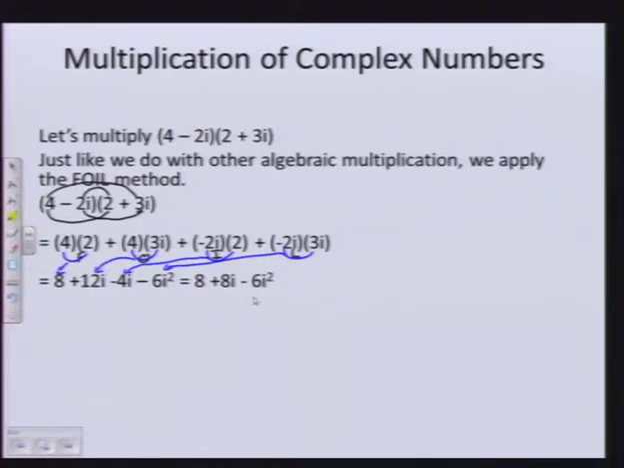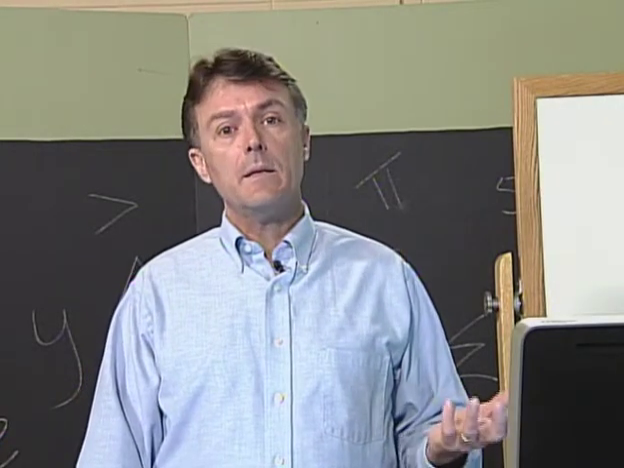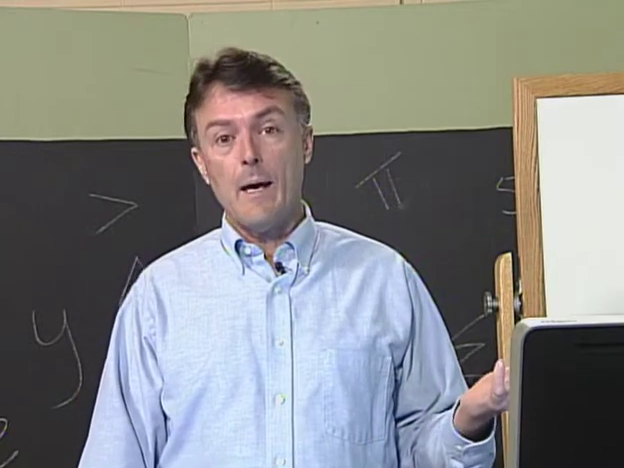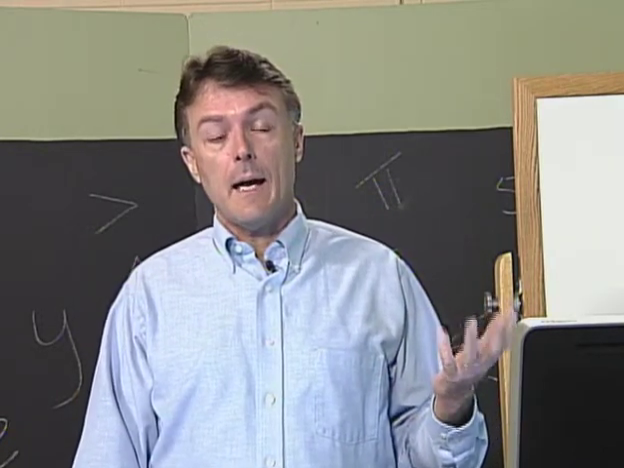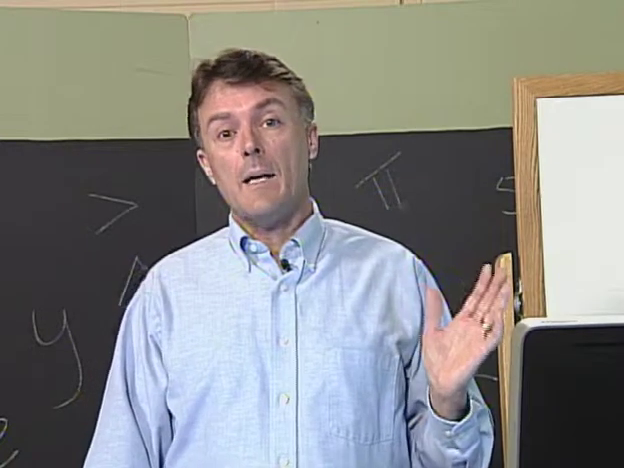Now the process is to collect like terms. The 8 can just be pulled over because there's no other real number in there right now. Then we have 12i minus 4i. Well, 12 minus 4 gives us 8, so we'll have 8i. Then we'll just bring forward the negative 6i squared, because there's no other i squared term. We're not quite through yet. If this was an algebraic problem and that was an x instead of an i, you could stop right there with 8 plus 8i minus 6i squared and say we're done.